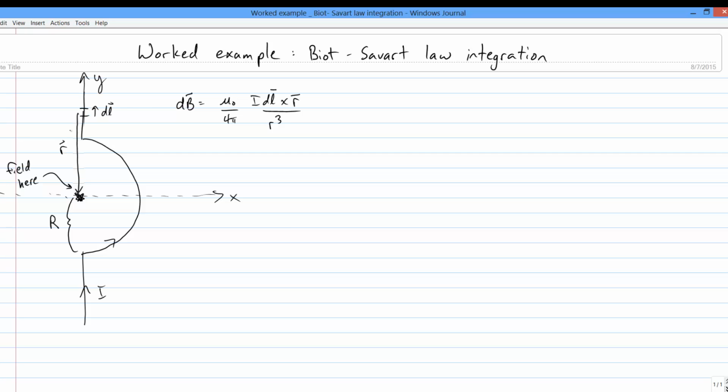Something very nice happens here. See how the r vector and dl are parallel? That means dl cross r will be 0. And that means that no part of the straight wire will contribute any magnetic field to the total, and we can ignore all of it.